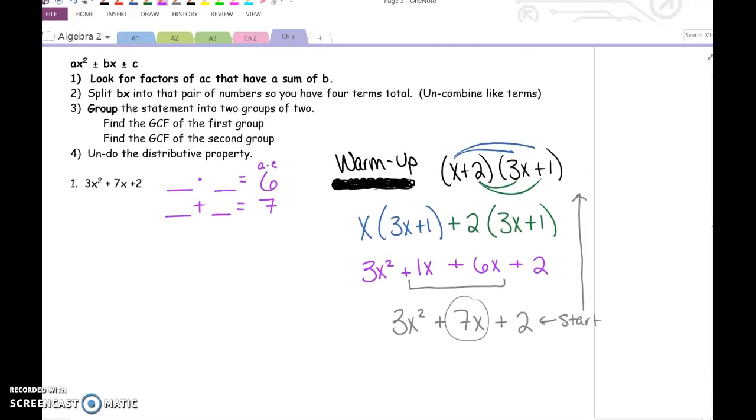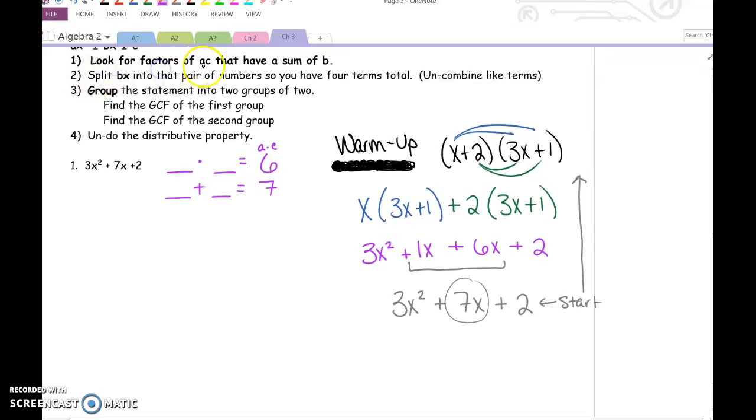And so I believe I put this in the directions. Look for factors of ac that have a sum of b. So two things whose product is ac, whose sum is 7. What numbers satisfy that? 1 and 6. So we write this out uncombining the 7x. We're going to write it as plus 1x plus 6x plus 2.